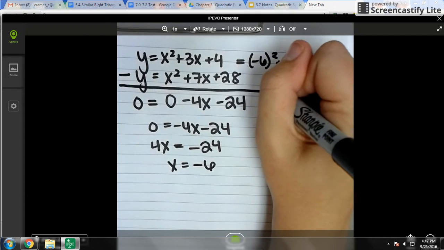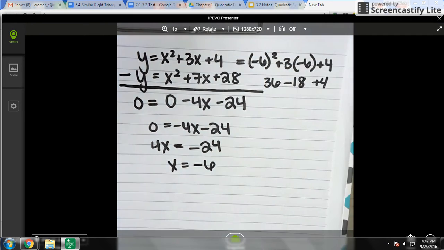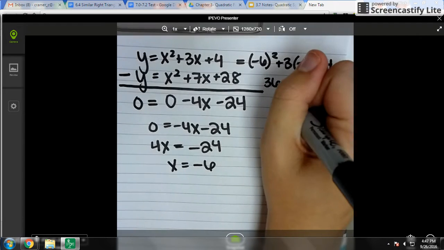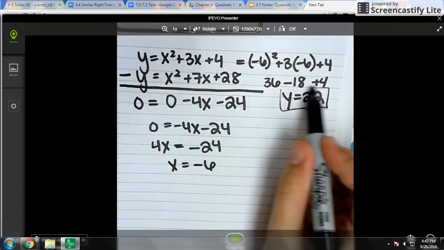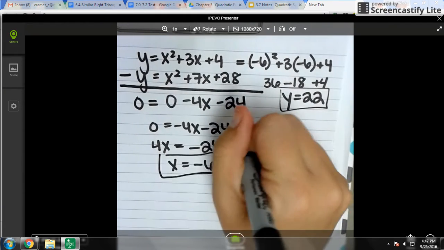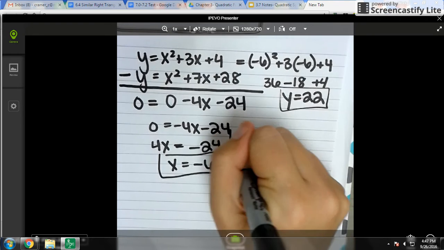So we get 36 minus 18 plus 4, which is 22. So we get y equals 22, x equals negative 6, or we can write it as a coordinate pair.